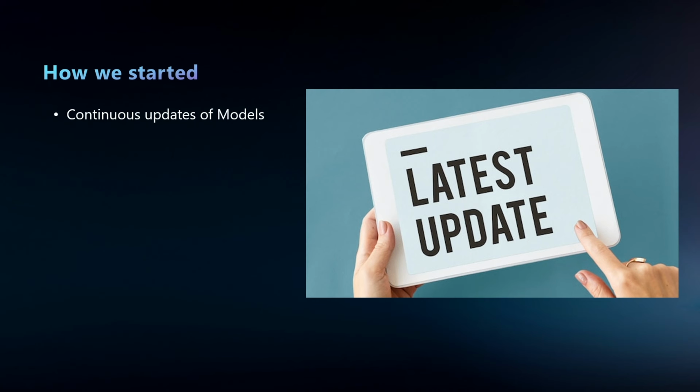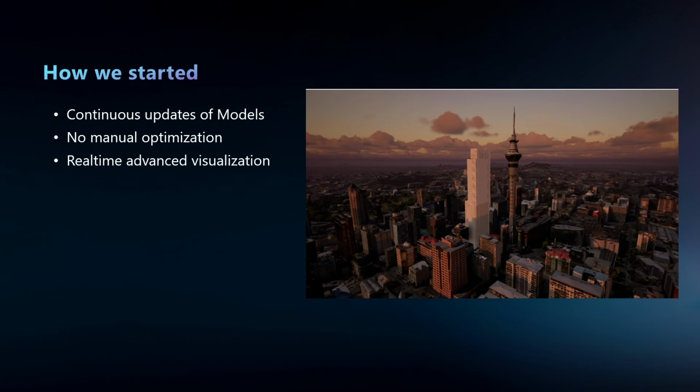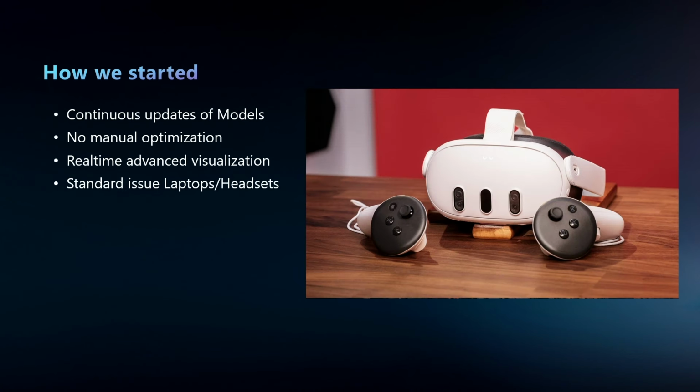So that means that what they want is no manual optimization, because by the time you have optimized a model, there's already a new one in the pipeline. So that model is obsolete by the time that it's ready to be used. They want really high advanced visualization, especially for stakeholder engagements and public engagements. And of course, they want all of that in standalone headsets and low-spec laptops.